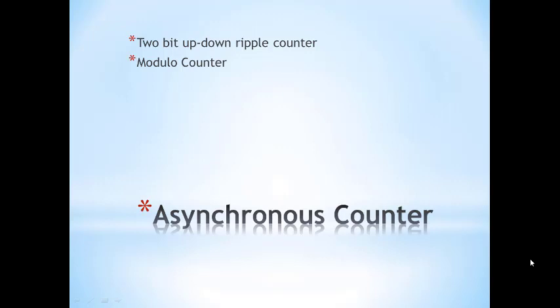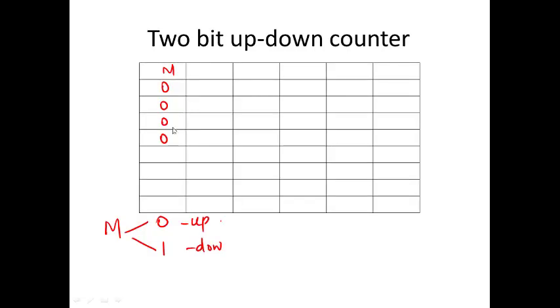For going with the up sequence and the down sequence, you need to tell your counter whether to count up or count down. For that we need one more control bit. Let the control bit be M. If M is equal to 0, let it be an up counter, and if M is equal to 1, let it be a down counter.